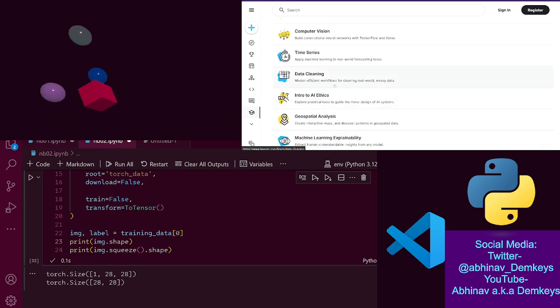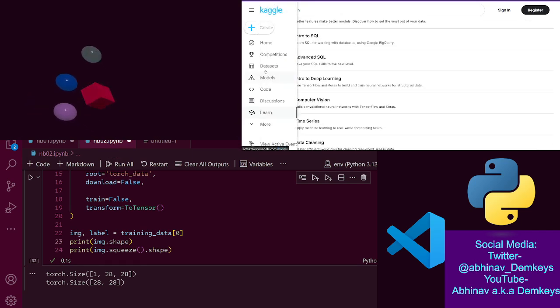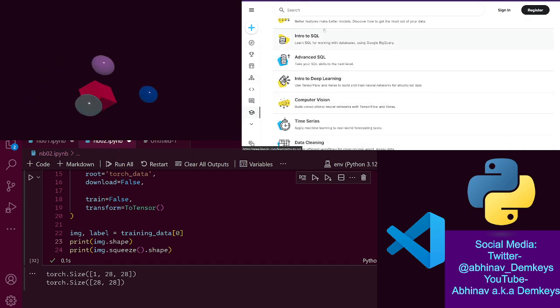Master efficient workflows for cleaning real world messy data. Okay. Explore practical tools to guide the moral design of AI systems. Geospatial analysis, create interactive maps. Okay. Machine learning explainability, extract human understandable insights from any model. And then intro to game AI and reinforcement learning. So these last few chapters, I'll see if I want to go through them. But I do want to look into a bunch of these things as well.